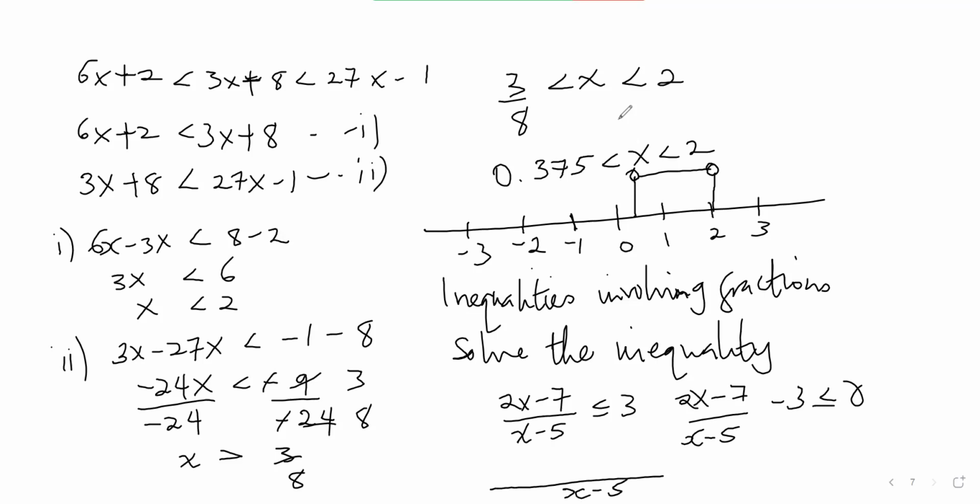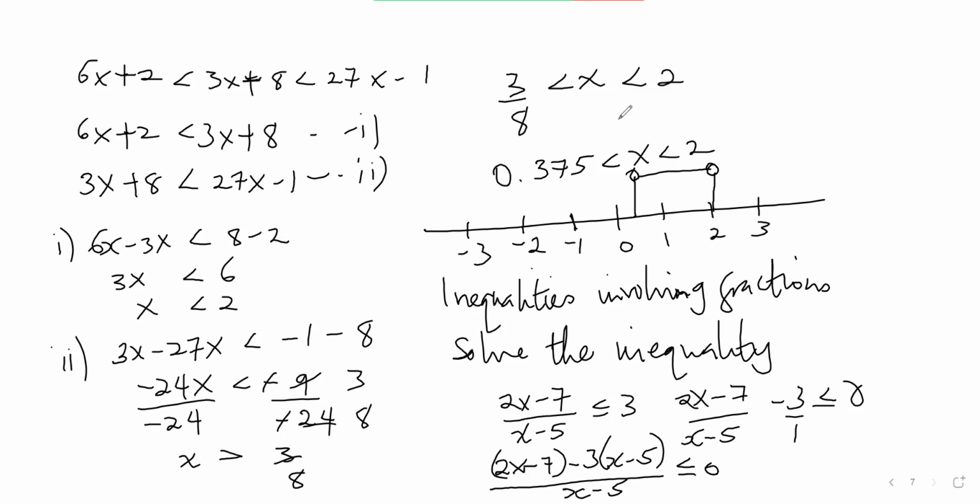LCM of x minus 1 and 1. So that will give us 2x minus 7. And the other one will be minus 3 into bracket x minus 5. Then if we open the bracket, that is less than or equal to 0.